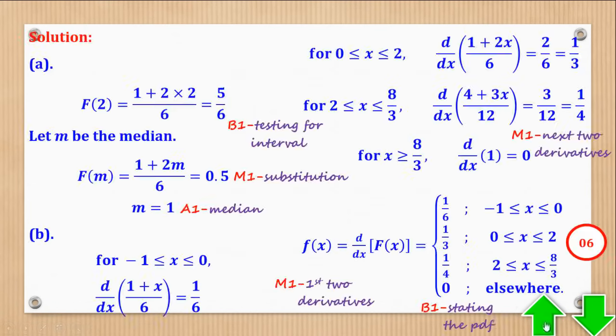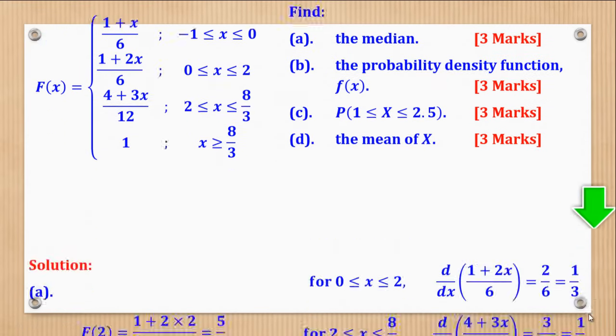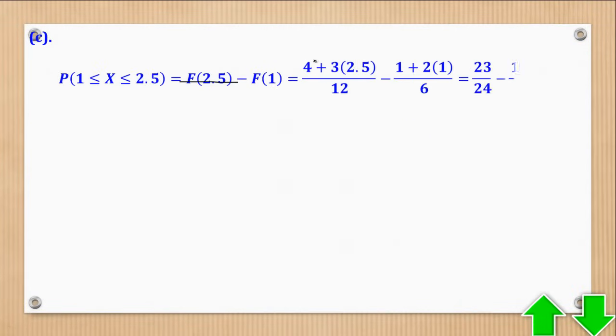So that was part B. What about part C? Part C, they want the probability from 1 to 2.5. So 1, let me show you here. So 1 is in this range, so use this formula. 2.5 is in this range, so we use this formula like that. Then we subtract. So the required probability is equal to this subtraction, substitute, get the answer.